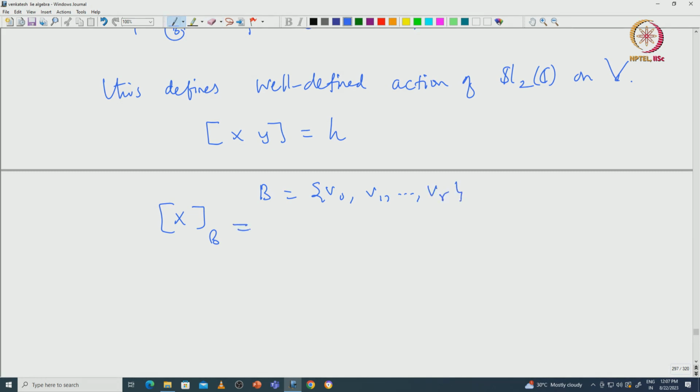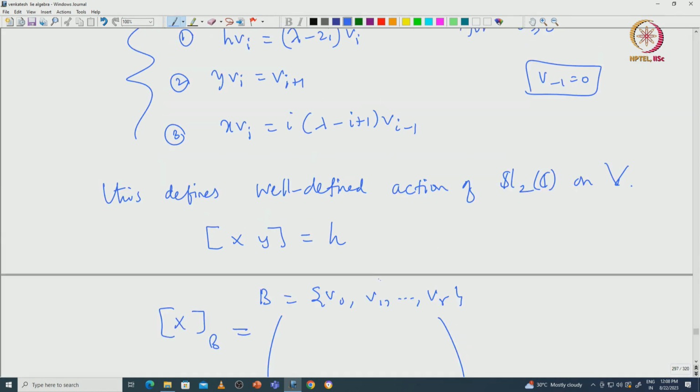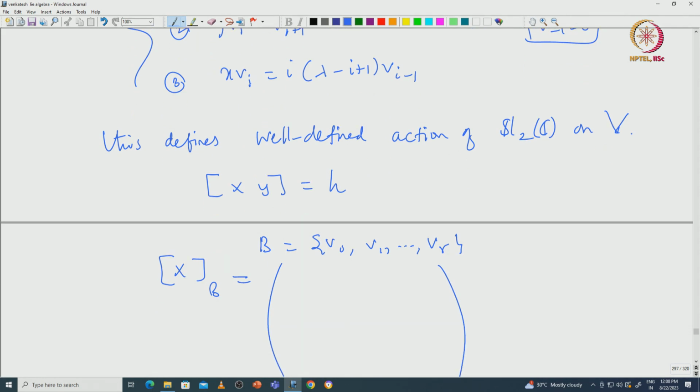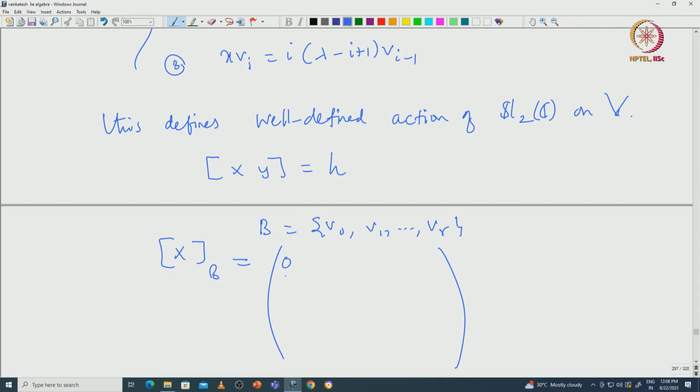So, then the matrix of x with respect to this basis, you can see that i goes to i minus 1. So in particular for v naught it is 0. So x v naught is 0, so this is going to be just 0 0 0. And then x v 1 is going to be 1 times (r minus 1 plus 1) times v naught. So this is just r v naught.